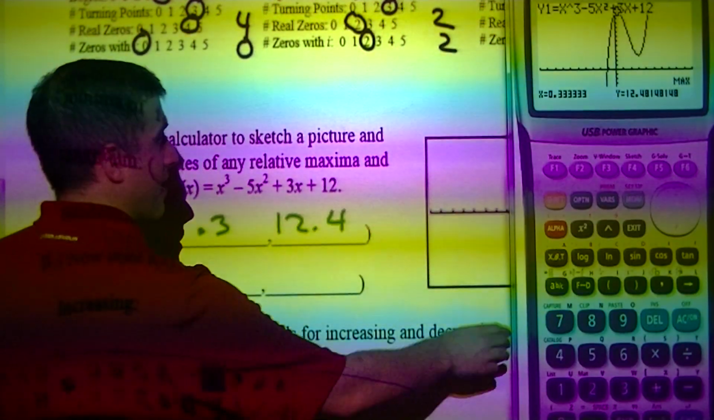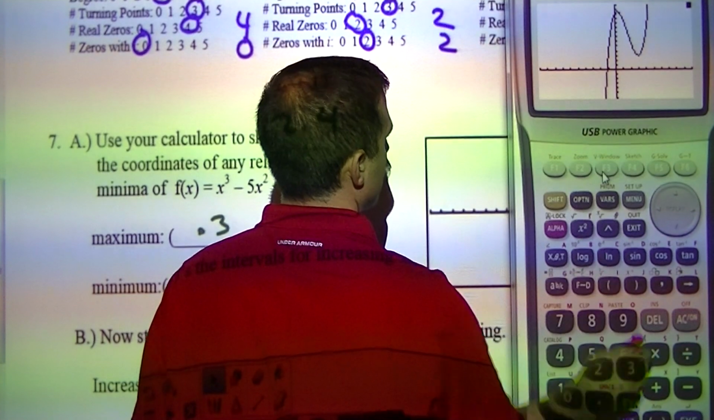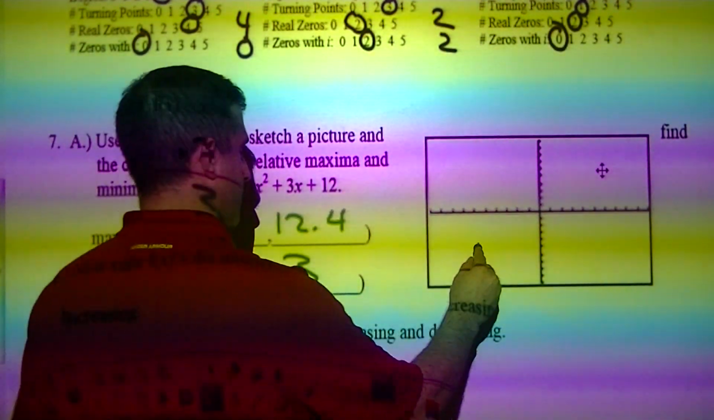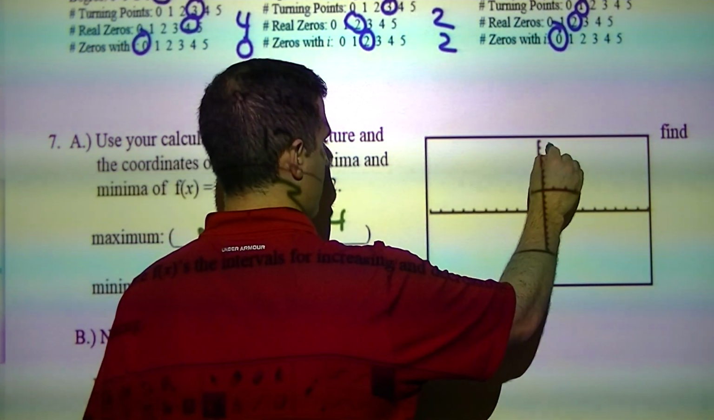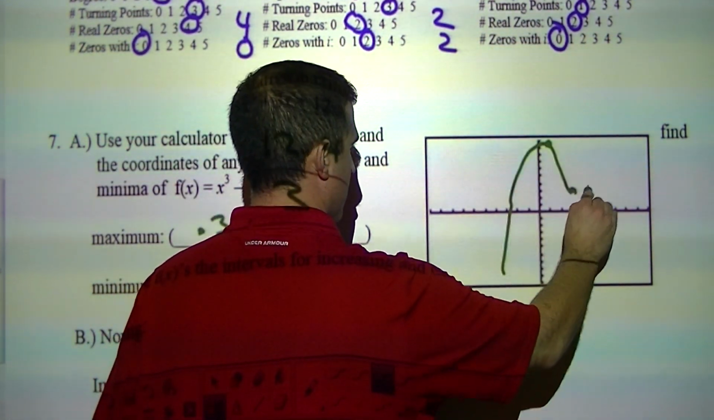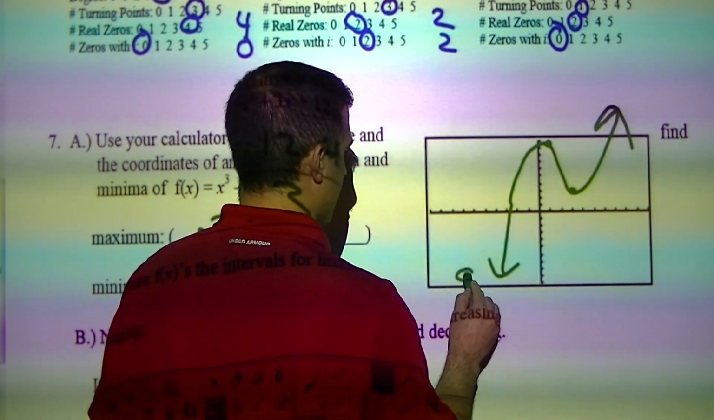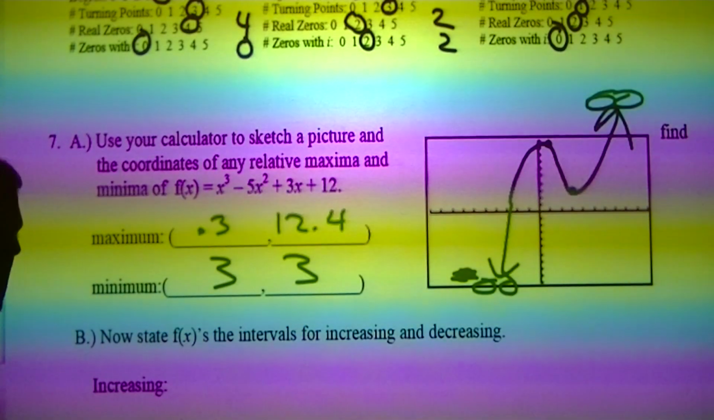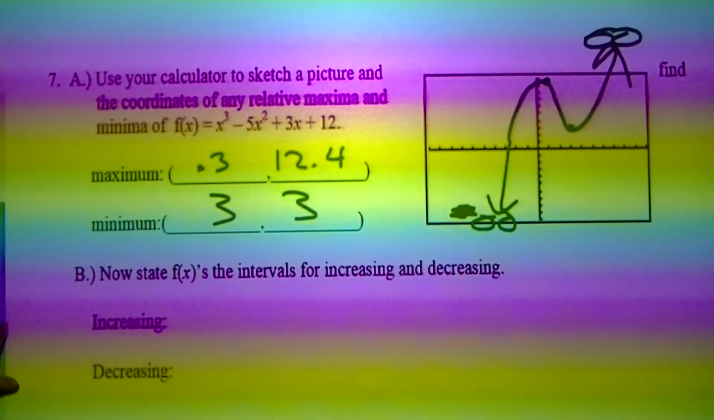Okay. Find the minimum. I'm G solve min. 3 comma 3. Okay. So basically what I have here is something like this. It looks something like this. Okay. Remember, this is considered negative infinity. This is considered positive. Okay. I only care about the x coordinates if I'm doing this.